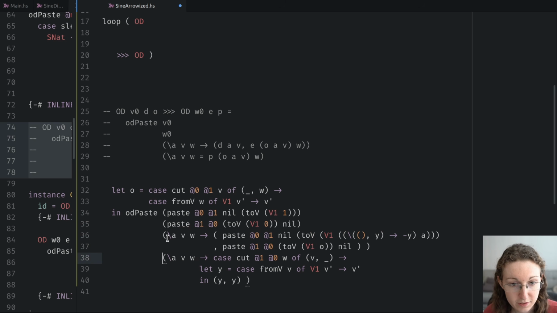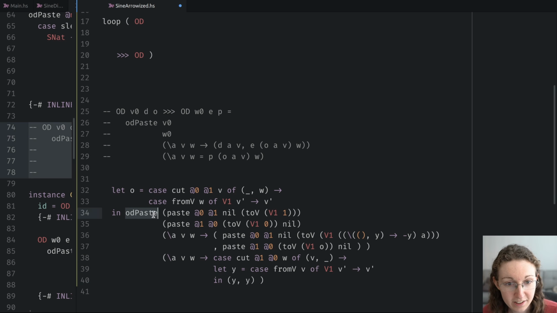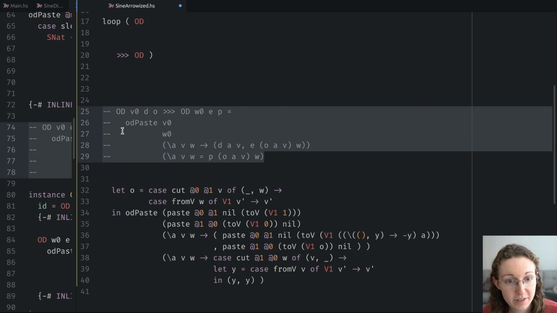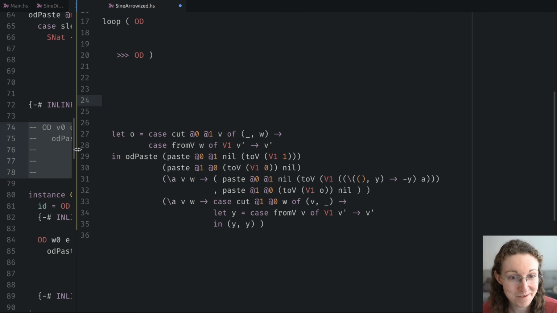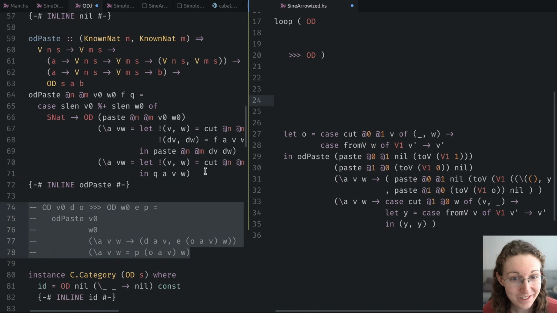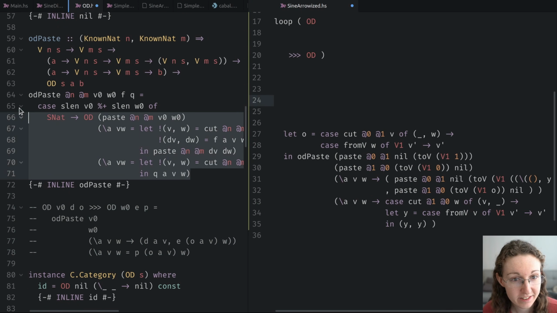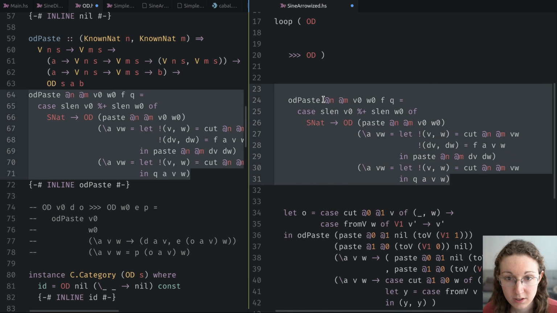But it's pretty close. So now we do need to inline OD paste again, so that we can get everything pretty much totally inlined. But that's the last step, I promise, before things get a little bit more interesting. So once again, OD paste. Let's just put this here.